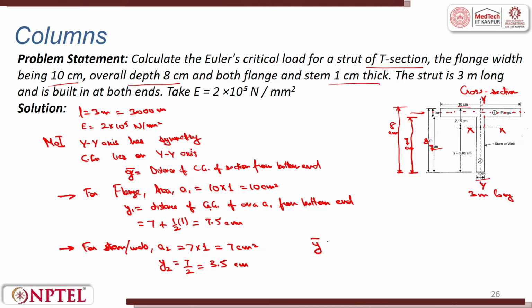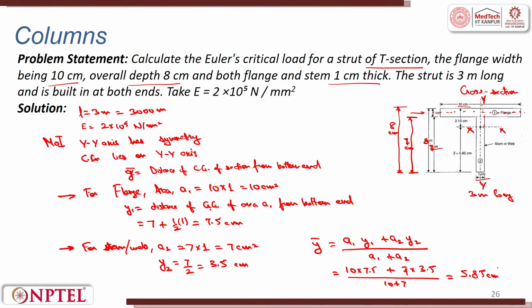Now, using the relation y bar is equal to A1 y1 plus A2 y2 by A1 plus A2, this is equal to 10 into 7.5 plus 7 into 3.5 divided by 10 plus 7. So, I get the value of y bar as 5.85 centimeters. Let me continue this problem in the next slide.